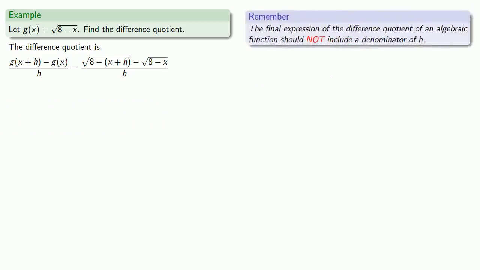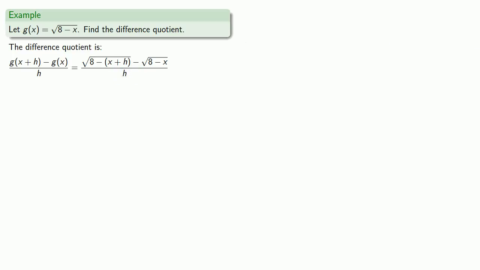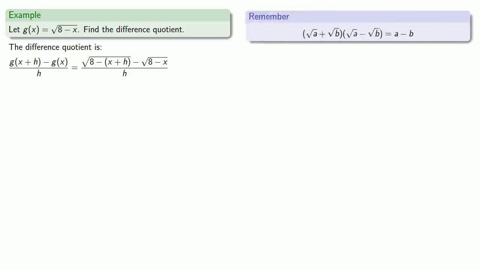Remember that the final expression of the difference quotient of an algebraic function should not include a denominator of h. So, since our expression still has an h in the denominator, we need to get the h out. Sad to say, the only way we can do that is to resort to a bunch of algebraic tricks. And that means we have to spend a little bit of time doing tricks and not actually doing math. And one of the tricks we can turn is to remember that if I multiply the sum and difference of square roots, I eliminate the square roots.